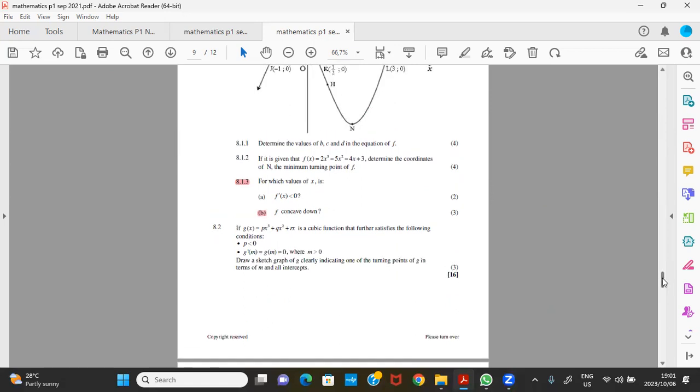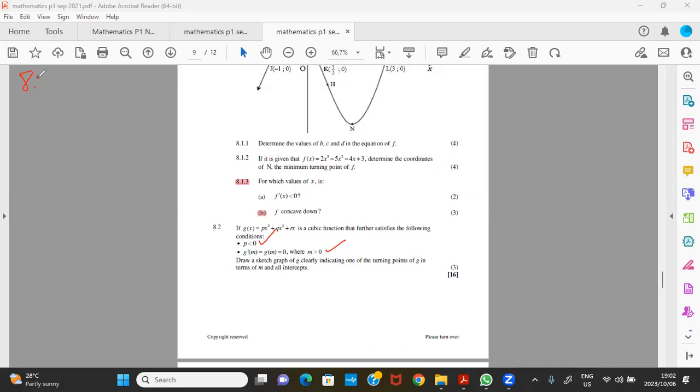So yeah, you need to familiarize yourself with these questions. So now 8.2. They say now if g of x is equal to px cubed plus qx squared plus rx, is a cubic function that further satisfies the following conditions. They say p is negative, and g prime m equals g of m equals 0, where m is positive. Draw a sketch graph of g, clearly indicating one of the turning points of g in terms of m and all intercepts.